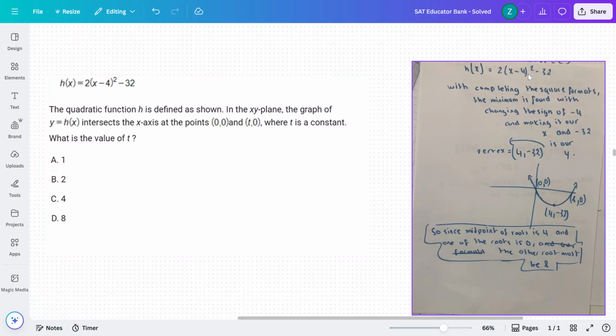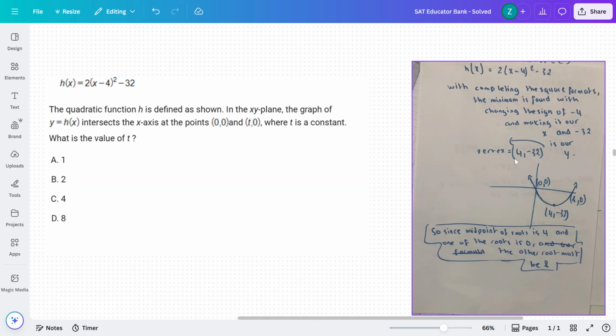This is for every single completing the square form of equation. So if you've got a completed square like this, let's say you have x minus 5 squared plus 17, your vertex would be (5, 17), right? Whenever you've got parentheses like this, squared and then minus 32, you've got to complete the square. I'll make a separate video just to make you guys comfortable with completing the square, but that's how it works. Completing the square formulas make it very easy to identify the vertex.